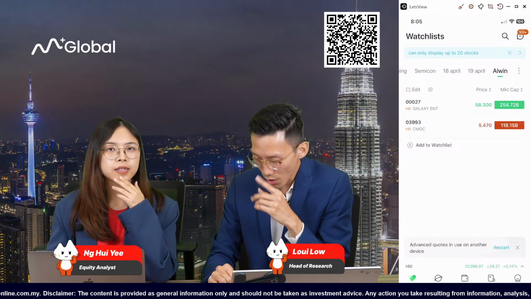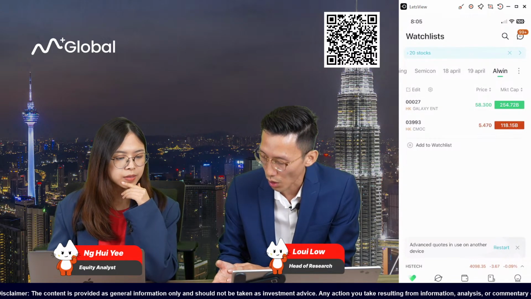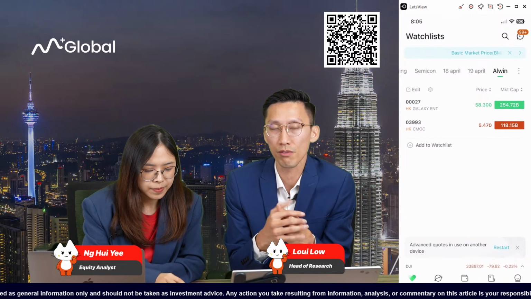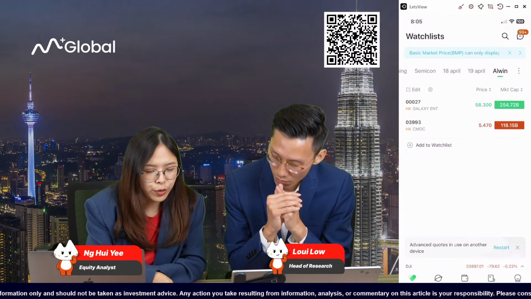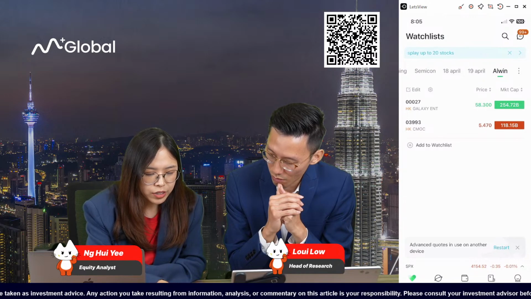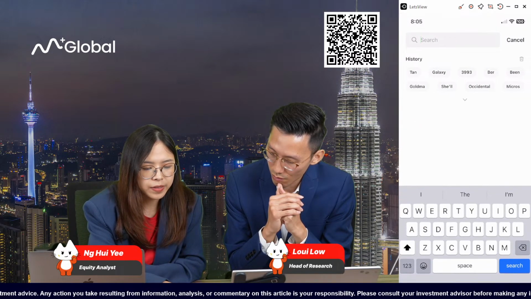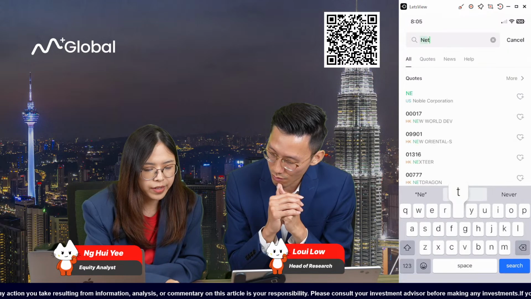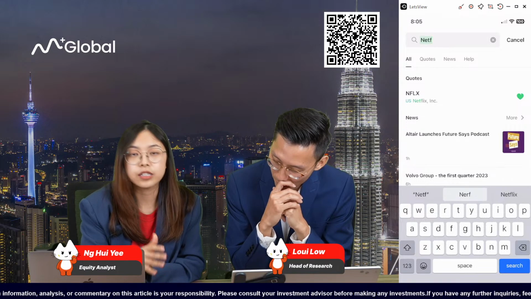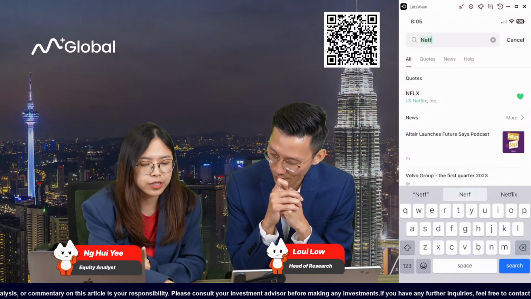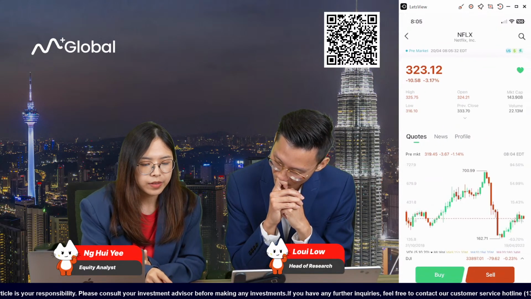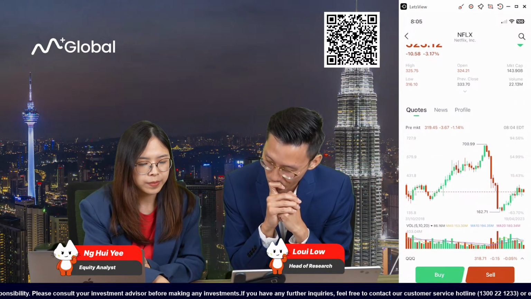Yeah. Okay. Do you want to show how we can find Netflix on this? Oh, sure. So maybe you can show some of these features out there. So this is what you can see when you're on our M Plus Global app. You can just click on the search button up there, and then you can just type Netflix. You don't necessarily have to key in the code. You can also straight away, like me, just click on Netflix, and then it will come out. And then just click, and then you can see it.